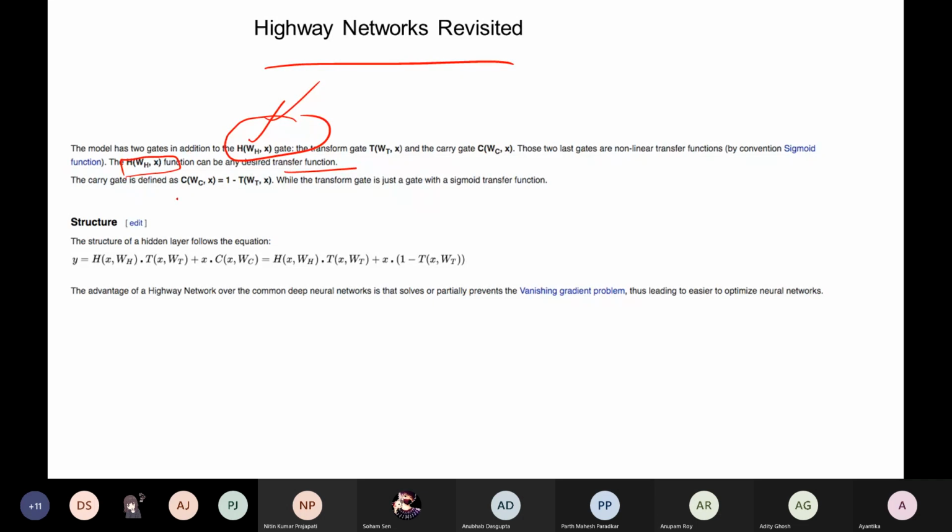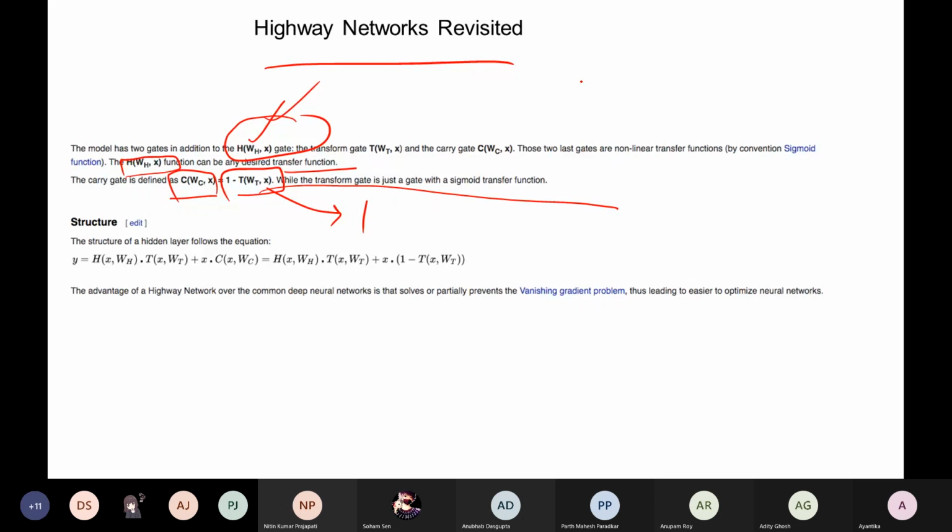One is the carry gate and one is the T gate, the C gate and T gate. Of course, you can see the relation: C equals 1 minus T. That means once the T gate is on, holding the value 1, then 1 minus 1 means the carry gate will be 0. T means the transform gate. So whenever you are transforming something, the carry gate will be 0.